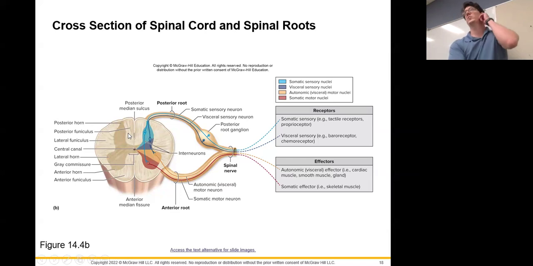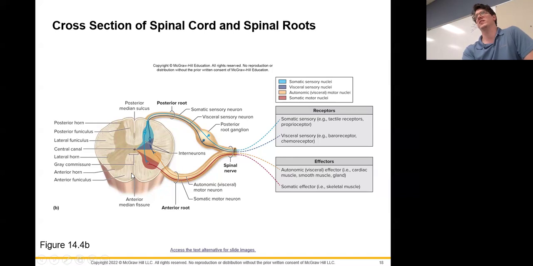Now, the white matter we can also break up a little bit. We're going to break it up into what we call funiculi. This is basically like a fun column. The funiculi here on the posterior side, we're going to call the posterior funiculus. This one is out on the sides beside the lateral horns. We're going to call this the lateral funiculus.